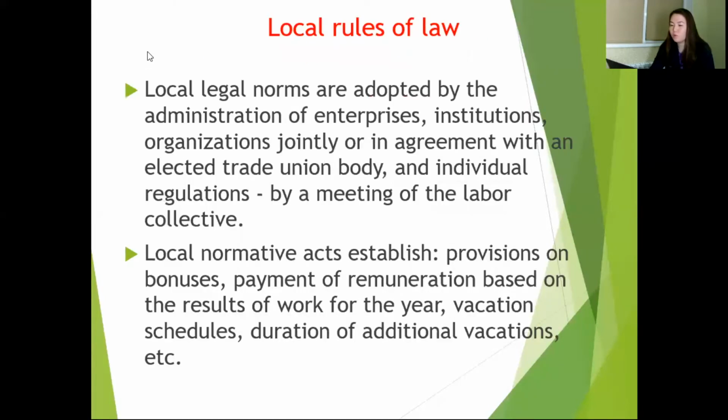Local rules of law. Local legal norms are adopted by the administration of enterprises, institutions, and organizations, jointly or in agreement with an elected trade union body, and individual regulations. Local normative acts establish provisions on bonuses, payment of remuneration based on the results of work for the year, vacation schedules, duration of additional vacations, and so on.